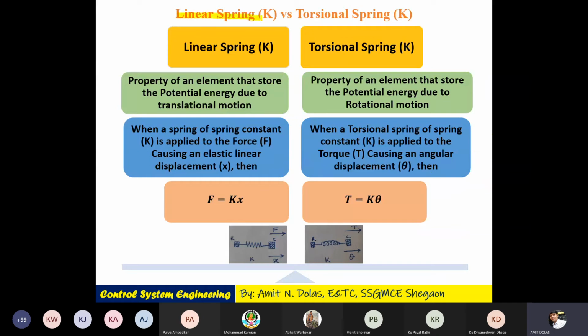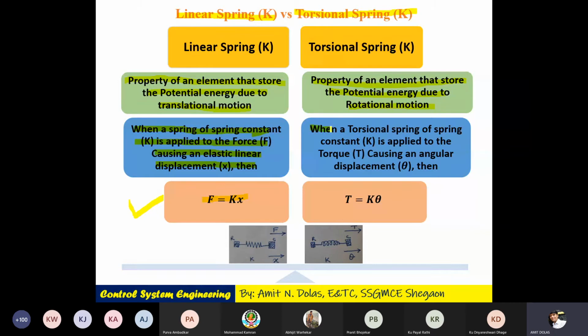Then linear spring, that is K, versus torsional spring, that is also represented with K. The linear spring is a property of an element that stores potential energy due to translational motion. Here is the property of an element that stores potential energy due to rotational motion. The spring's job is to retain potential energy. When a spring of spring constant K is applied to force F, causing an elastic linear displacement X, what is the relationship between force and displacement in respect to the spring? It is F is equal to Kx, K times X.